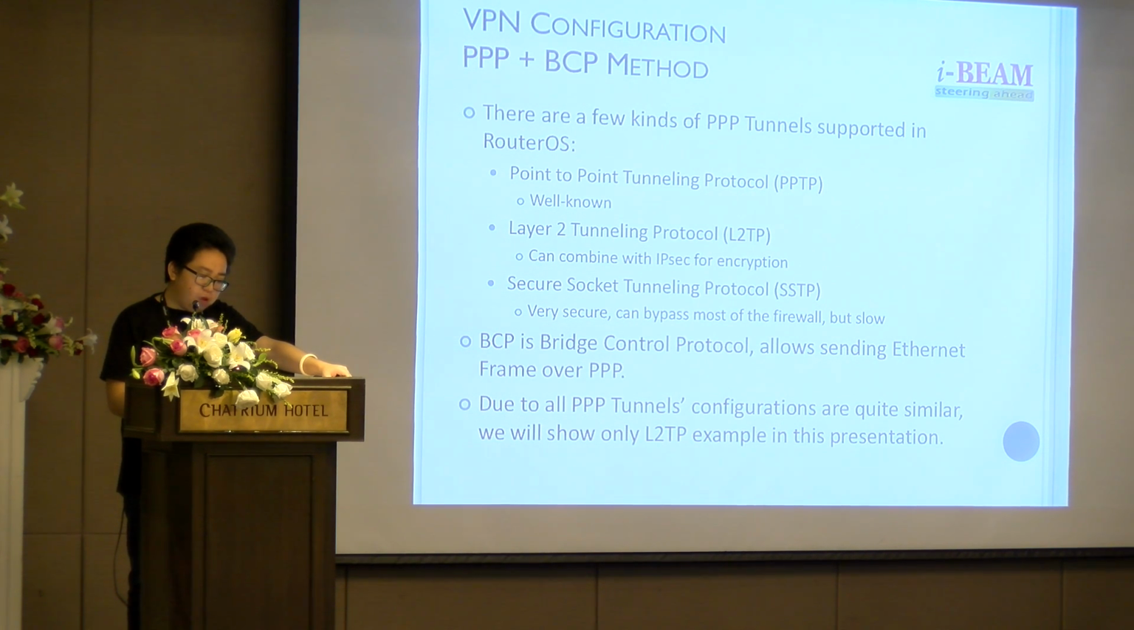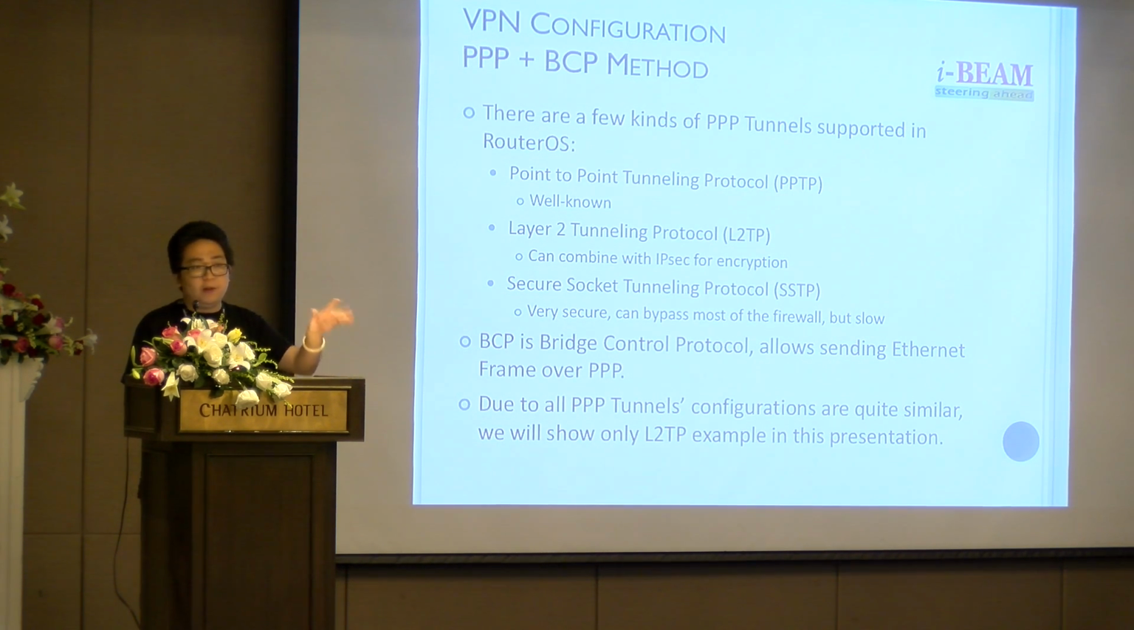In this presentation, since all the PPP tunnel configurations are quite similar, if you are used to configuring PPTP, L2TP, and SSTP, you will realize the configuration is almost 100% identical, with just a few differences. For example, for SSTP you need to generate a certificate. For most of the other parts, it is almost the same. So in this presentation, I will talk only about L2TP. I will not say PPTP, L2TP, SSTP one by one. The reason I choose L2TP is that when I talked about EoIP, I talked about IPsec encryption, so you might want another solution with IPsec encryption. So we will talk about L2TP plus IPsec encryption.